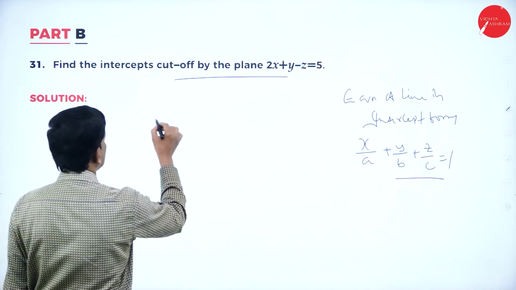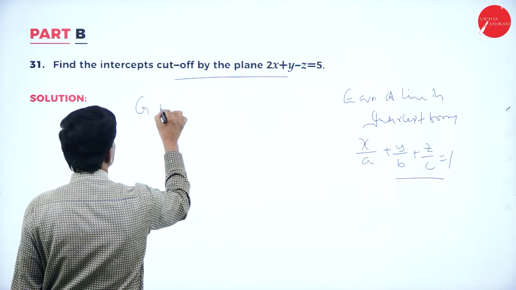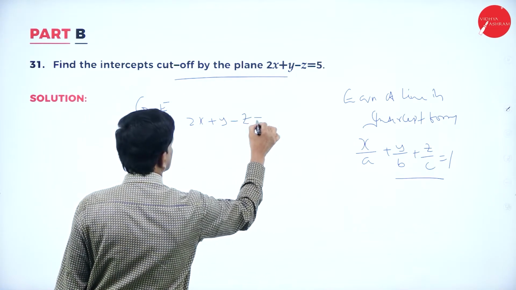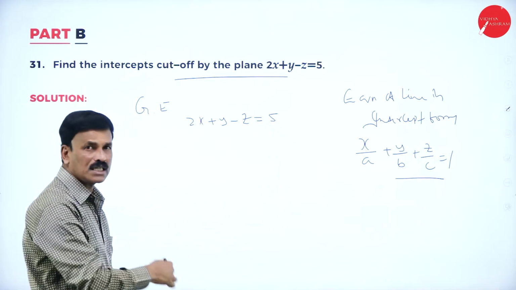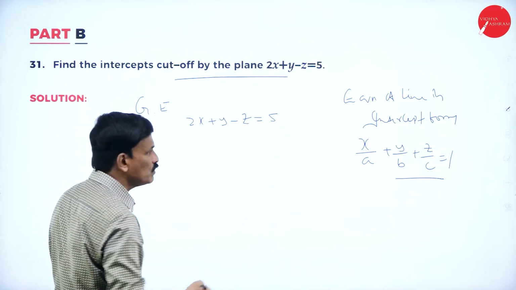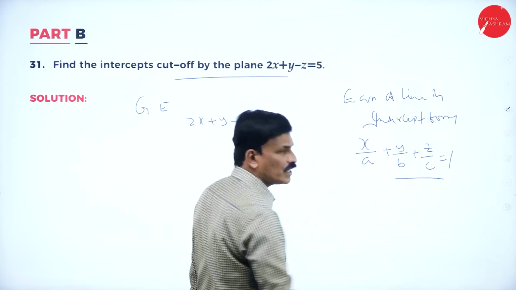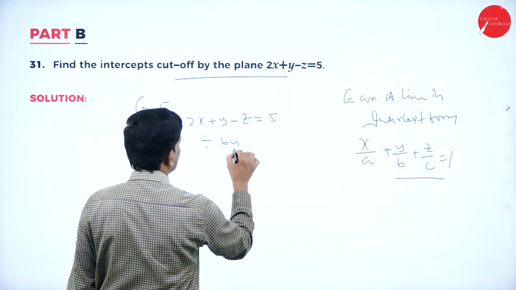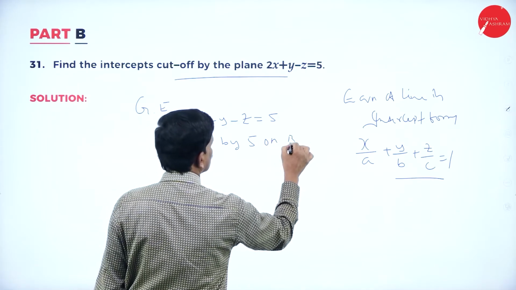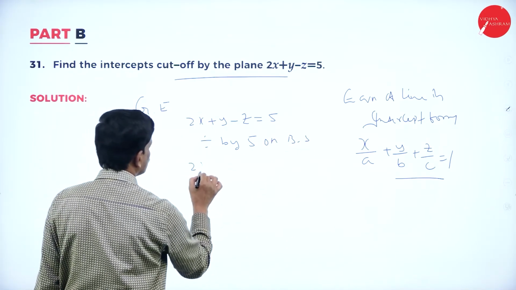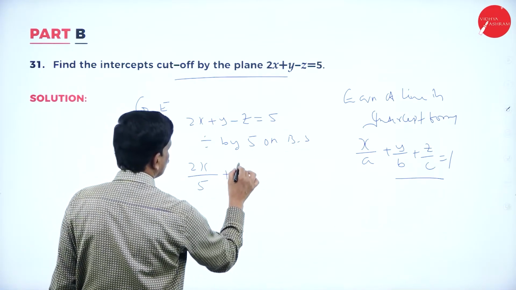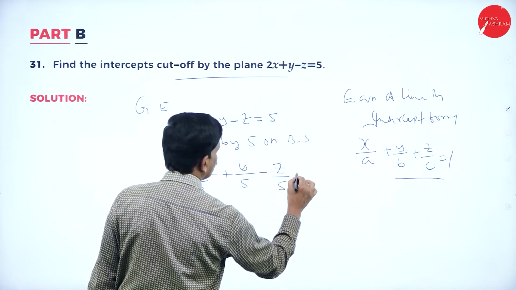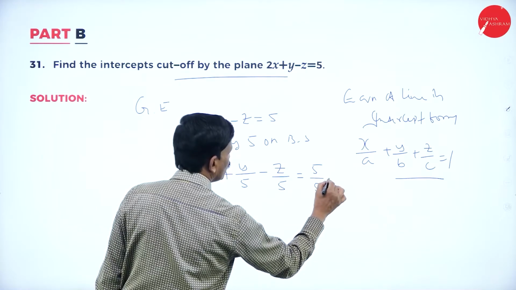What is the given equation? 2x plus y minus z is equal to 5. Now let us convert this into the standard form. What is the right hand side? We need 1 on the right hand side. So divide by 5 on both sides. If we divide by 5 on both sides, 2x by 5 plus y divided by 5 minus z divided by 5 is equal to 5 by 5.